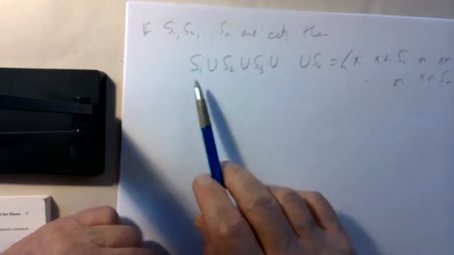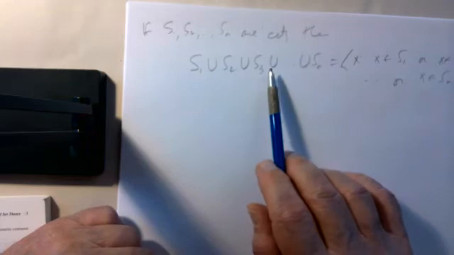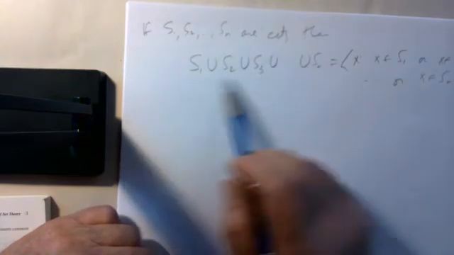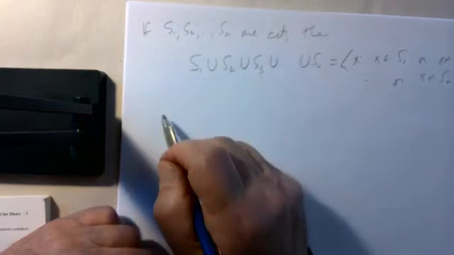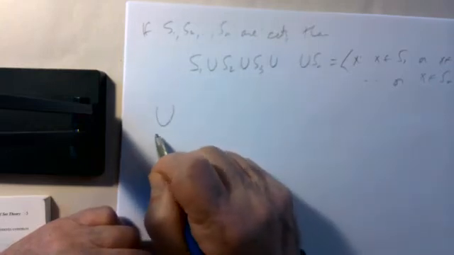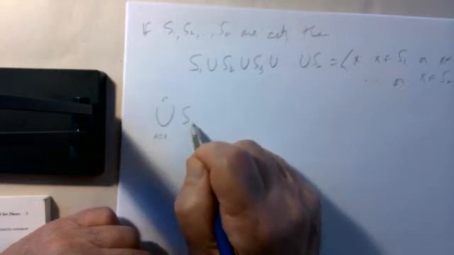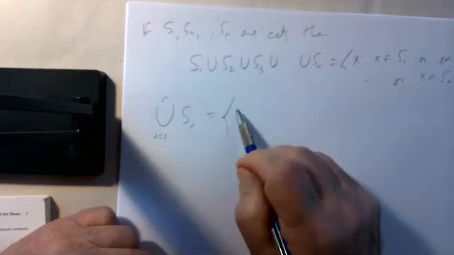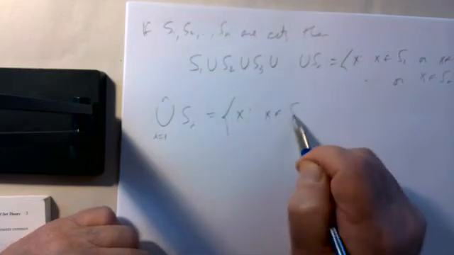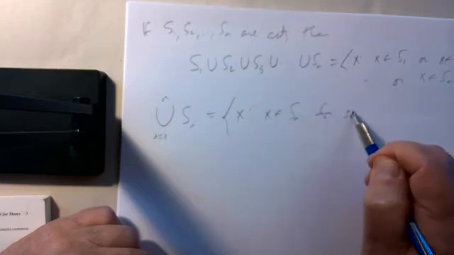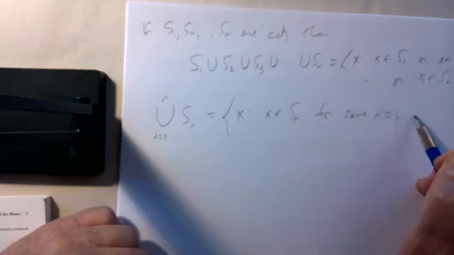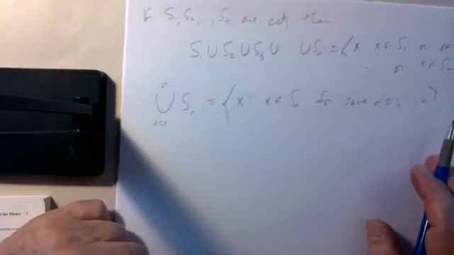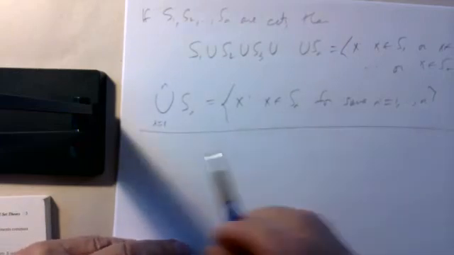So the union of a collection of sets is all elements that are in at least one of them. A more concise notation for this is to write big U, i goes from 1 up to n, S sub i. That's just another notation for this union. This is the set of all x such that x is in S sub i for some i between 1 and n.